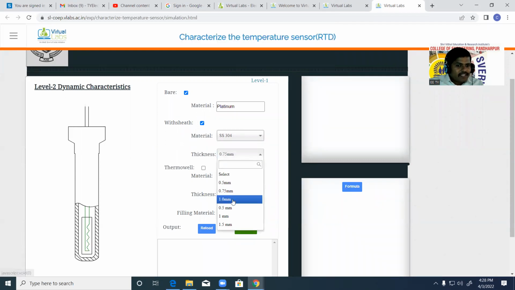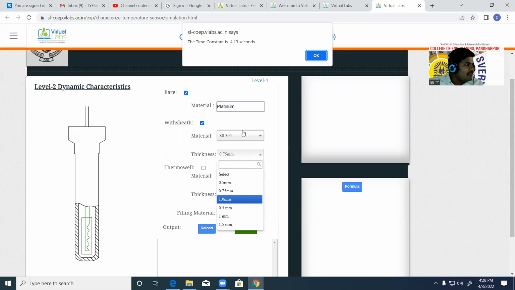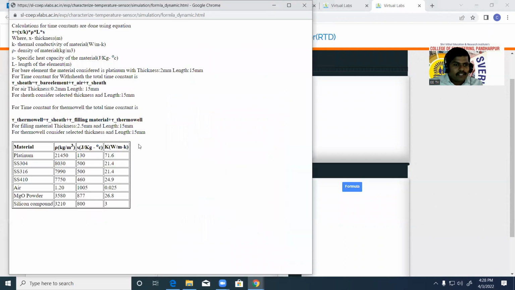Thickness of that material is nothing but 1 mm. Again, the time constant will be changed, right? So that means it depends upon thickness and it depends upon resistivity. We have discussed in the formula that it depends upon rho, S, K. It is also given, thickness is also given.